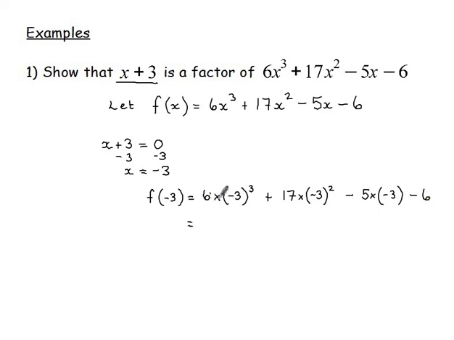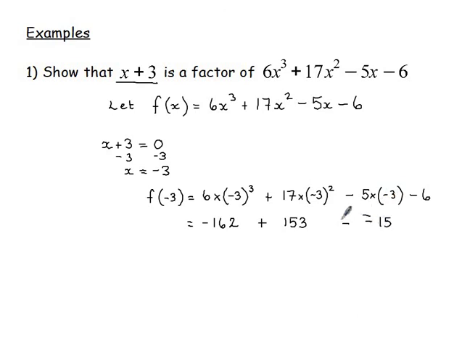So you've got 6 times minus 3 cubed. So minus 3 cubed is minus 27, and you want to times it by 6. That gives you minus 162. Write the plus down. Then I got 17 times minus 3 squared. So we know minus 3 squared is 9. 9 times 17 gives you 153. I write the takeaway down. 5 times minus 3 is minus 15.